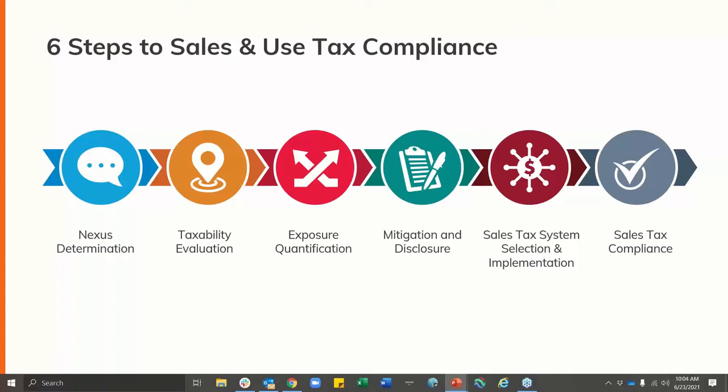Really do appreciate it. The topic of today's webinar is your 6 steps to sales and use tax compliance in the world that we live in today. As a broad overview, what you see depicted here is a 6-step process. Step 1 is the determination of nexus and filing obligations. You know, where do you have nexus, where a state could subject you to their tax obligations?